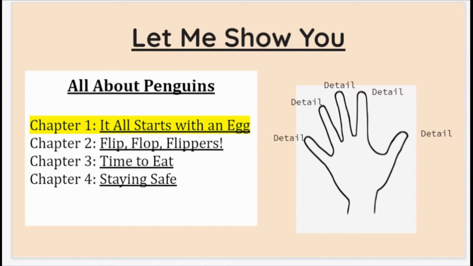Here is my group table of contents, all about penguins. Chapter 1, it all starts with an egg. Chapter 2, flip, flop, flippers. Chapter 3, time to eat. Chapter 4, staying safe. So today I'm going to practice rehearsing the life cycle chapter, which is it all starts with an egg, because that's my assigned chapter. So my other teammates and clubmates are going to be working on chapters 2, 3, and 4, but I'm focusing in on it all starts with an egg.